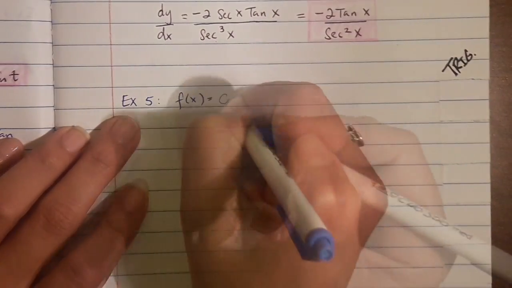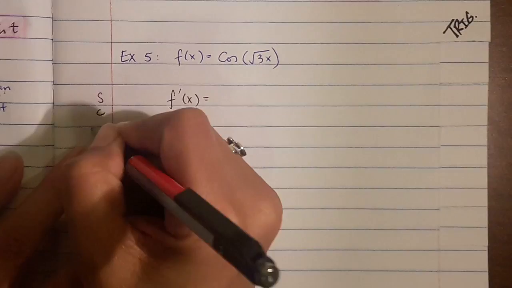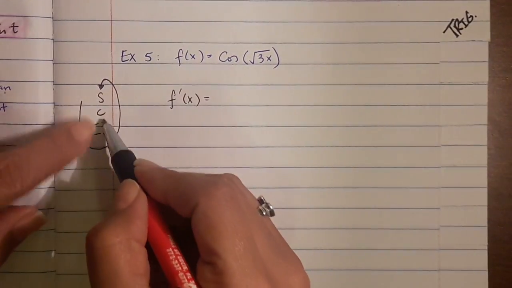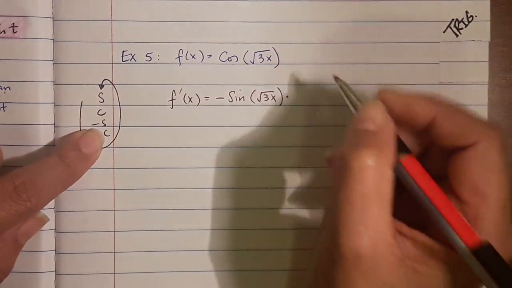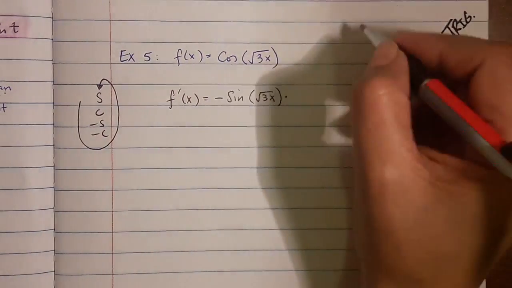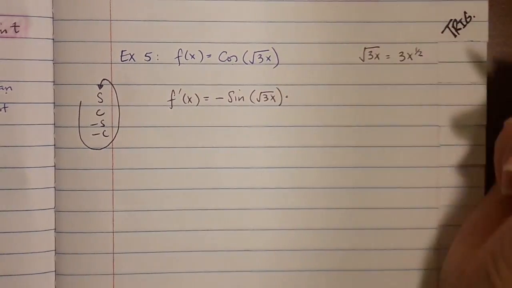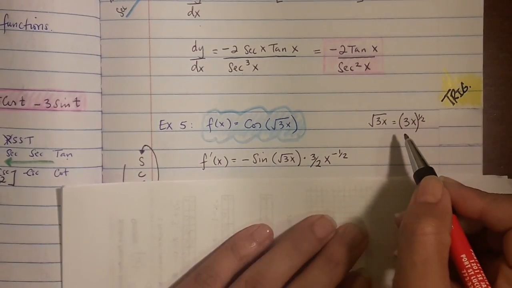This is a listening check. Color in example 5. Alright, just because it has a square root does not mean it's difficult. So the derivative of cosine: follow the arrows, it goes negative sine. So negative sine of whatever that is, times the derivative of the inside, which is the derivative of the square root of 3x. So what does that mean? That's the same as 3x all raised to the power of 1/2. So put parentheses around it. There you go. So then take the derivative of that.